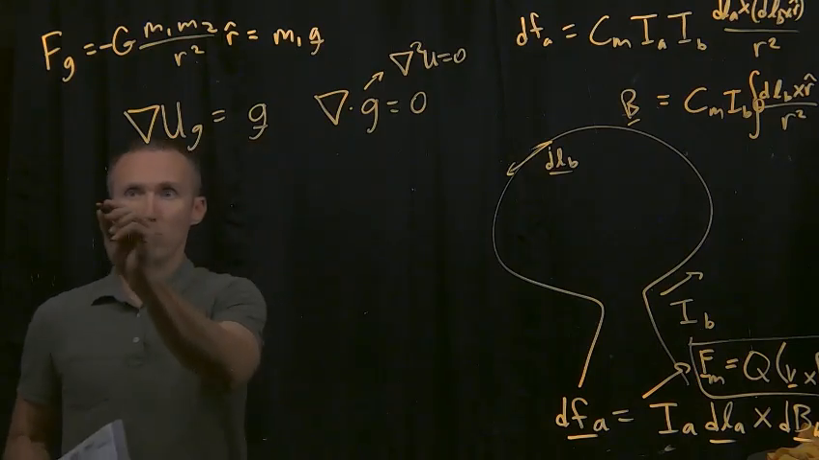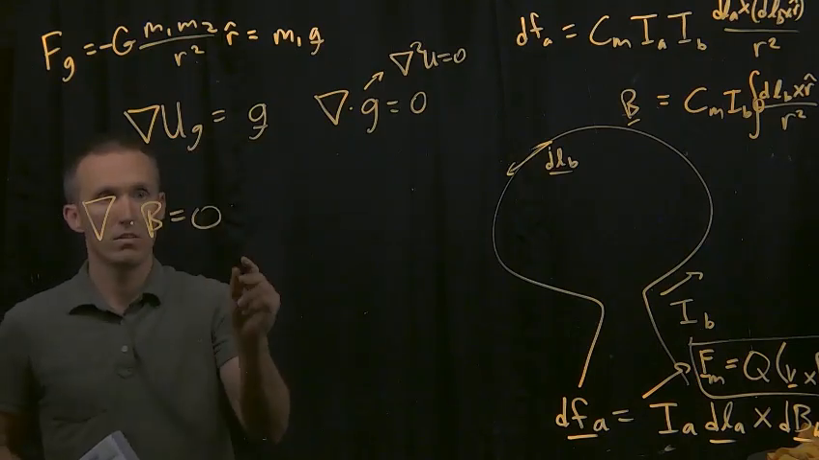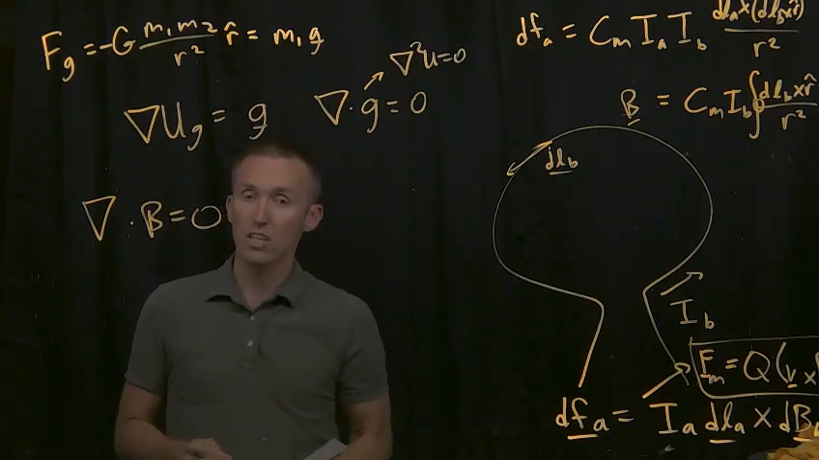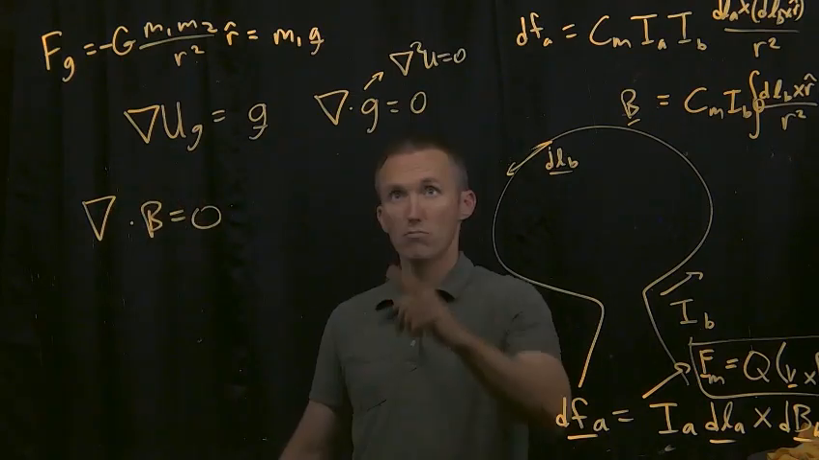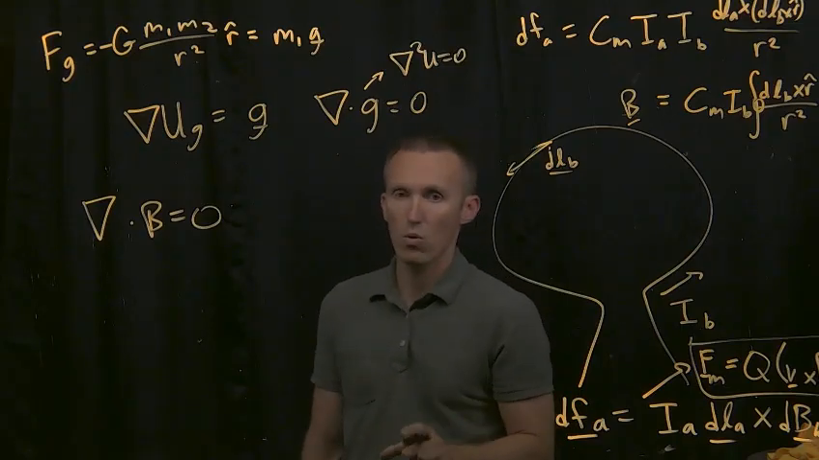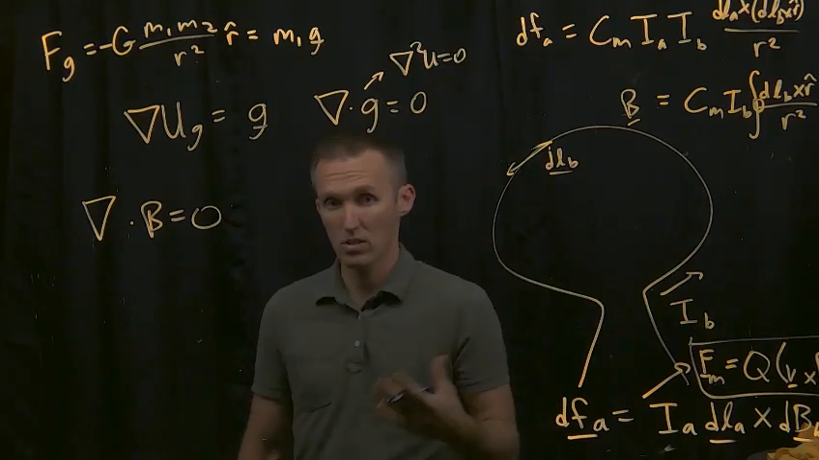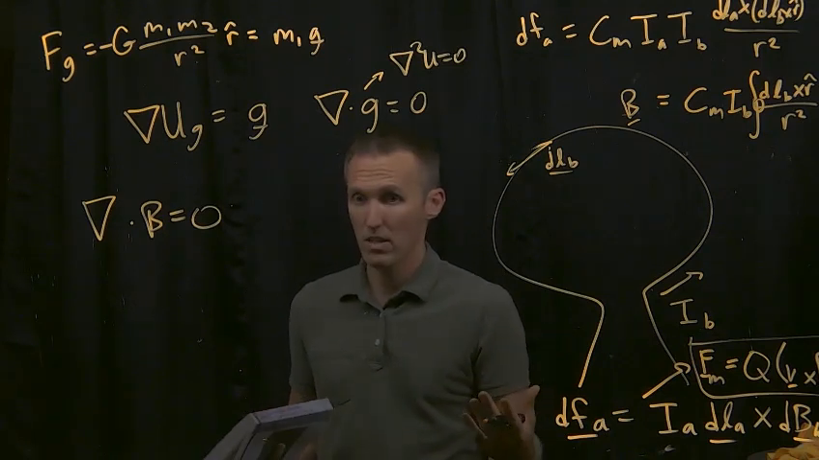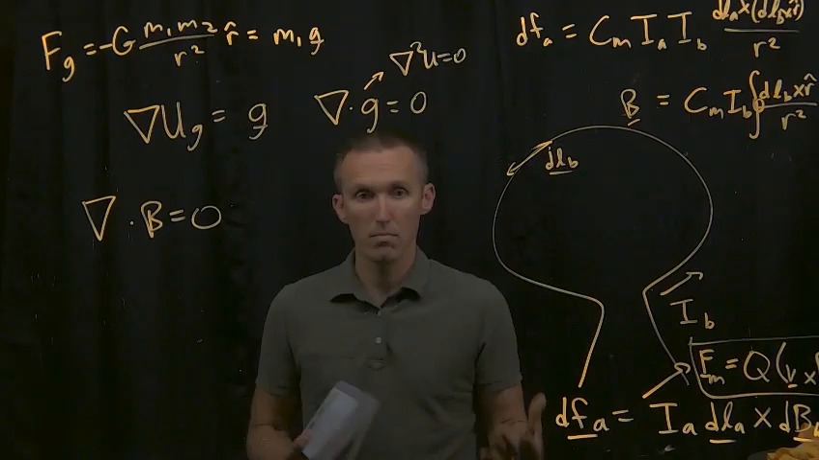For magnetic fields, we're going to have something slightly different. We will have del dot B is equal to 0. Magnetic induction has no divergence. So same thing as this, except this is going to hold even in the presence of sources, even in the presence of charges. So that means, by the way, that there can be no magnetic monopoles.